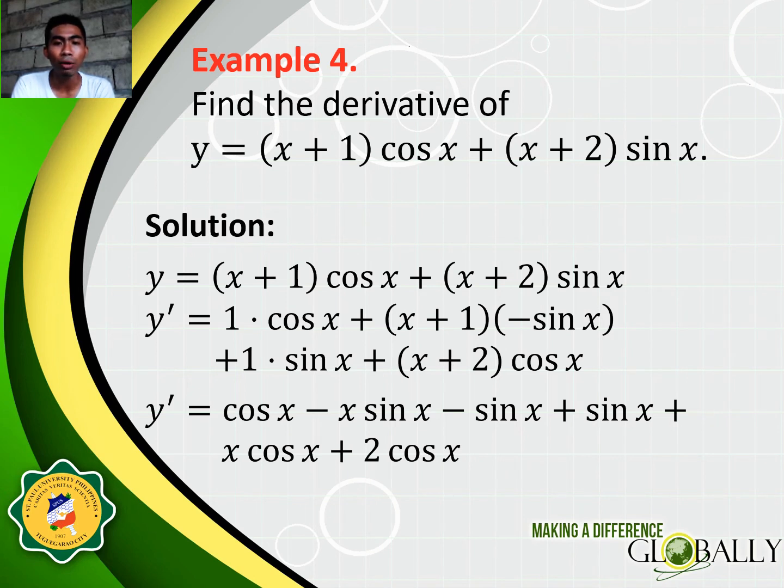Now distribute x plus 1 to negative sine x. We have negative x sine x minus sine x, plus 1 times sine x is sine x, plus again distribute x plus 2 to cosine x. We obtain x cosine x plus 2 cosine x.